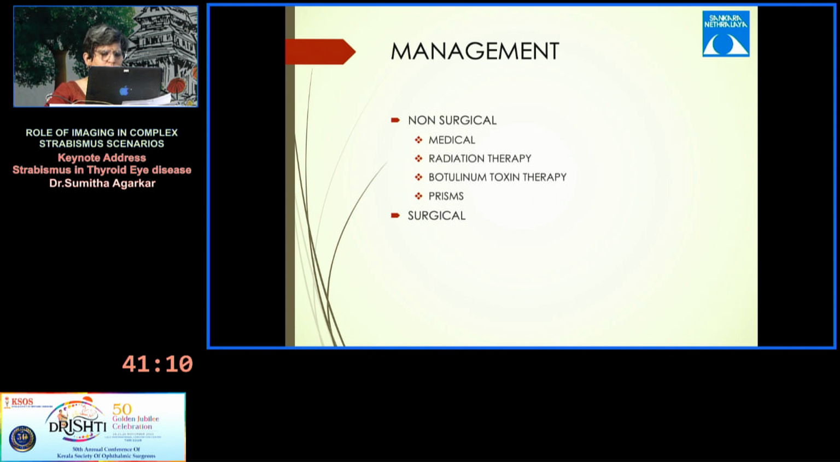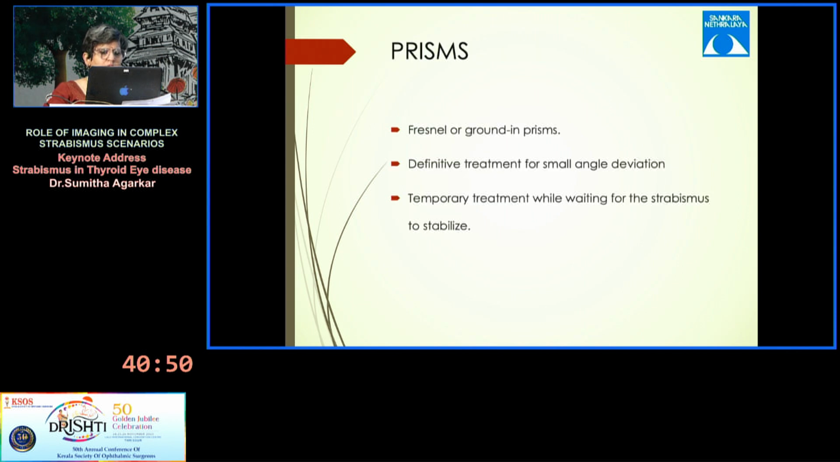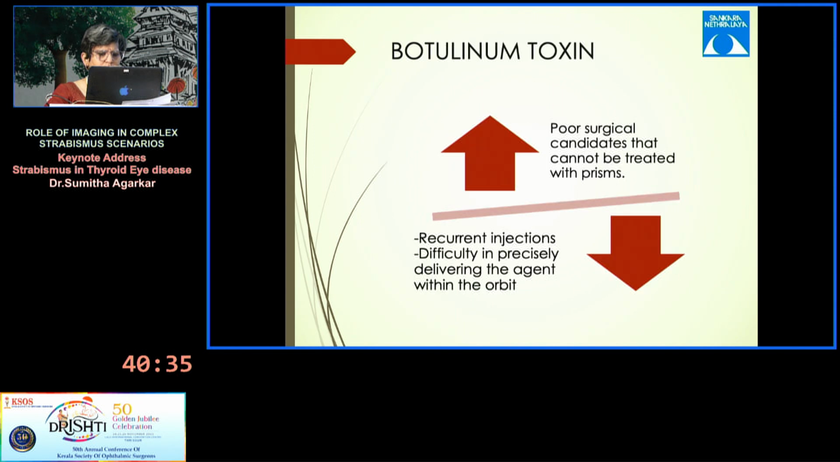So management of strabismus is basically divided into medical management and surgical. Medical management involves keeping the thyroid status in control, radiation therapy if required, botulinum toxin for small angle strabismus, and prisms. We will go through it one by one. Prisms can be used as Fresnel or ground-in prisms depending on the angle, and you can definitely give it as a definitive treatment for small angle deviation, but if the angles are large it can be only a temporary treatment while waiting for the strabismus to stabilize.